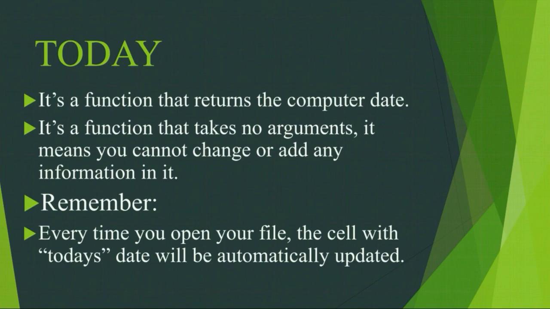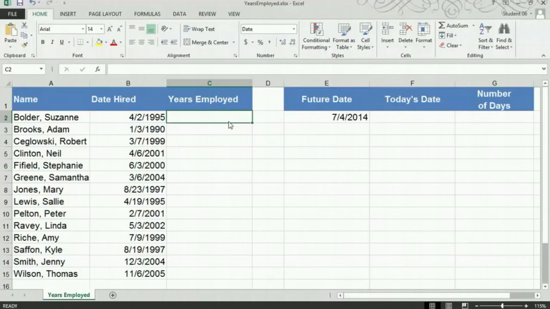Now let's see how to use the today function in Microsoft Excel practically. The today function returns the current date. It can be used to calculate the difference between two dates or count down to a future date. I have two examples that I'd like to show you. The first example, we will calculate the number of years an employee has worked for our company.